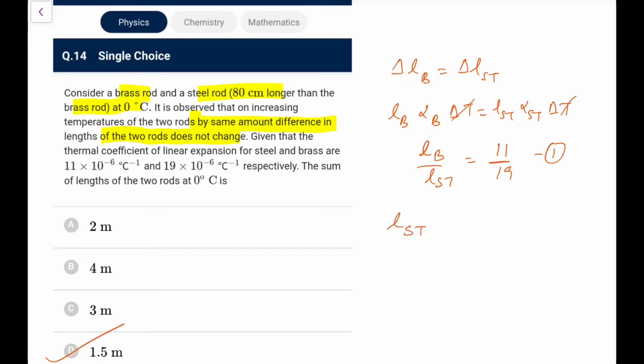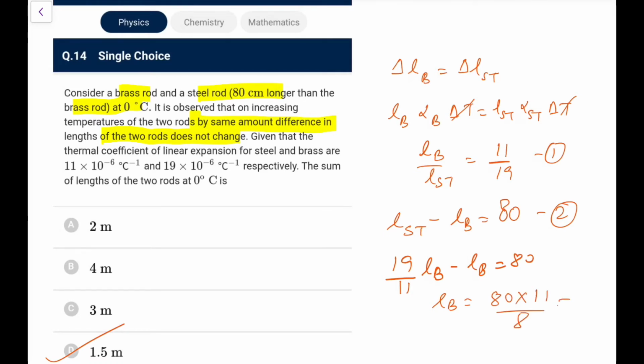Also the difference of the two, L of steel, the longer one, minus L of brass is equal to what you are given, 80 centimeters, so that is 80. This is the second equation. So I can directly go for L steel. I can write it as 19 by 11 of length of brass minus length of brass is 80. So length of brass here comes out, 19 minus 11, that is 8.